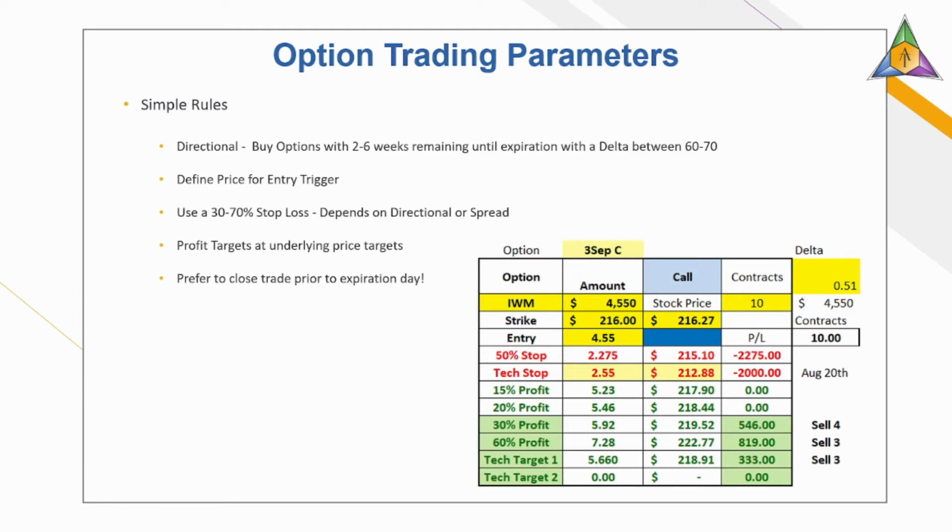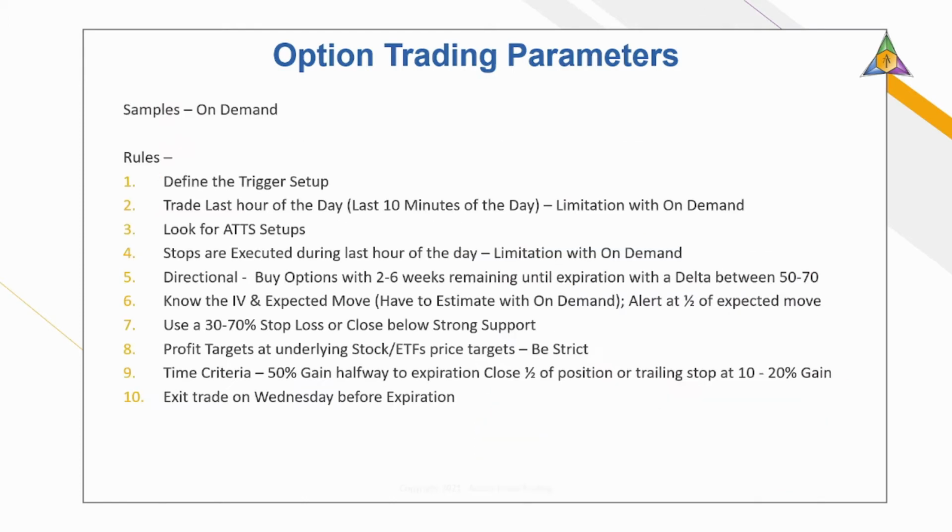So I prefer the close prior to expiration day. The rule I'm going to be utilizing there is we will close all trades the Wednesday before expiration. So here are the rest of the rules. One, I want to use a defined trigger setup. I'll be looking primarily at pullbacks into moving averages, pullbacks into strong support.